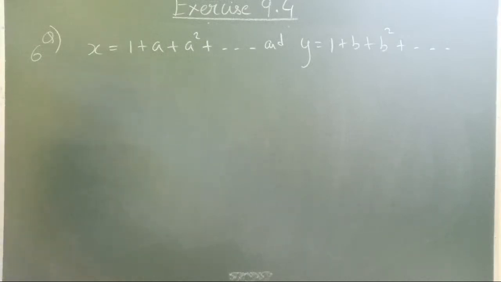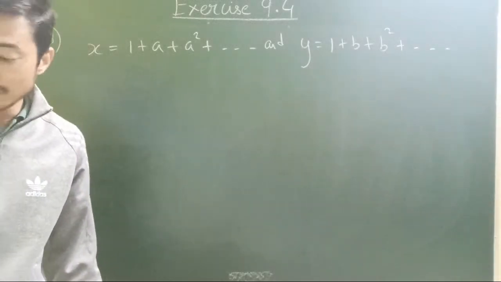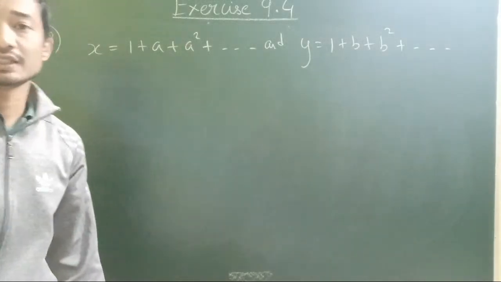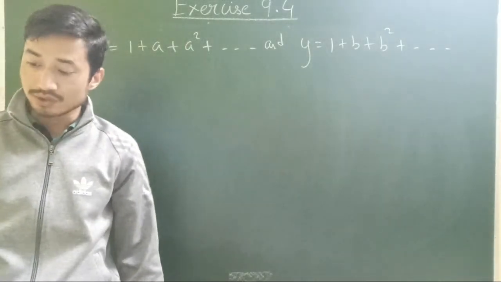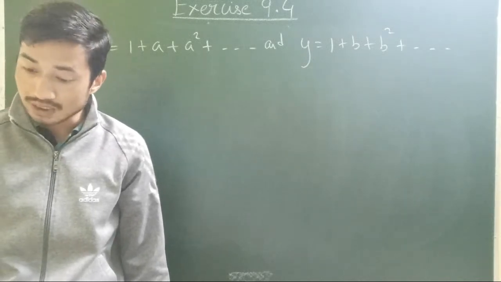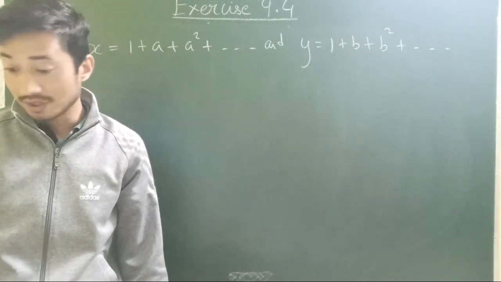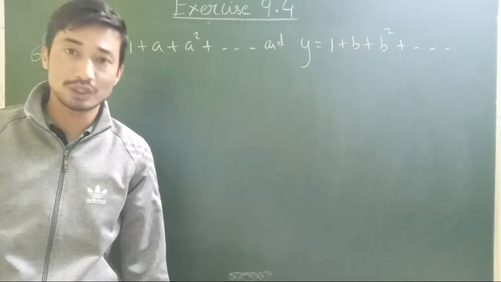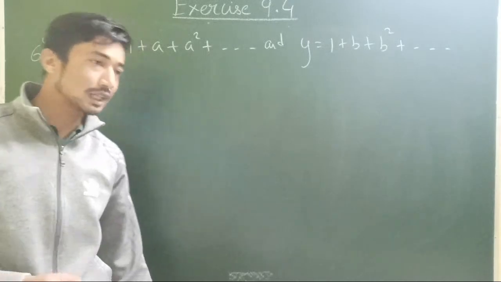So then, with this information, where of course the value of a and the value of b are given to be less than 1. Fine, that's understood. With this information that they have given, you are supposed to prove that 1 plus ab plus a square b square infinite is equal to xy divided by x plus y minus 1. Okay, we'll get back to that.